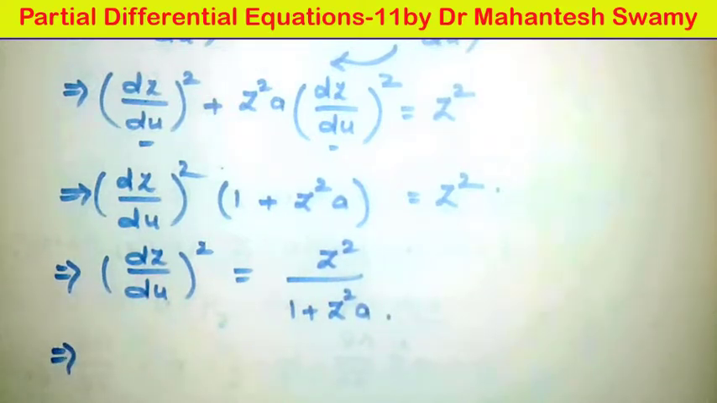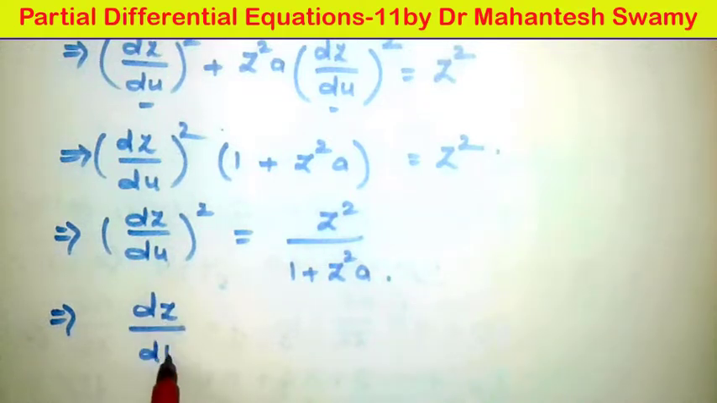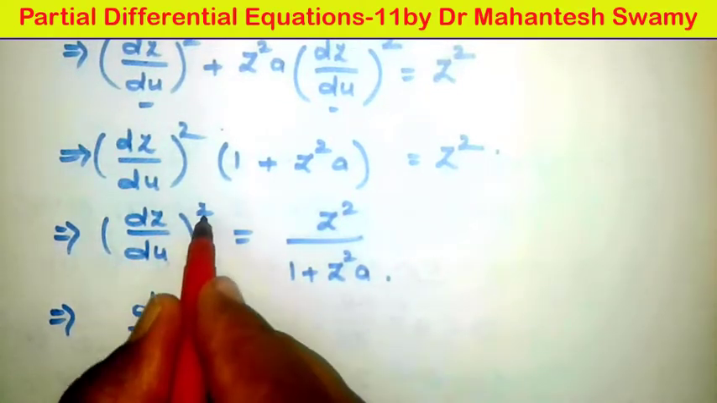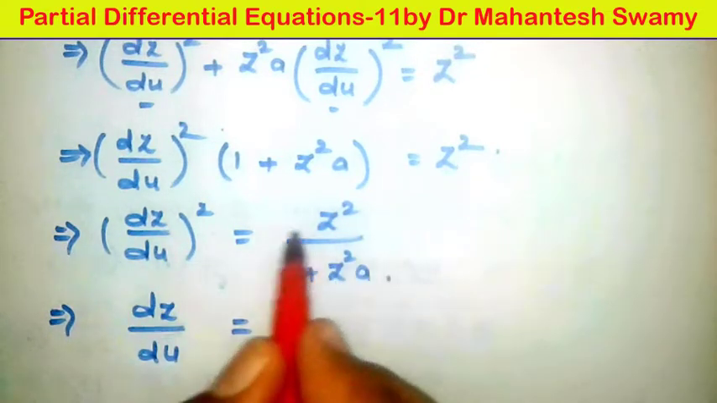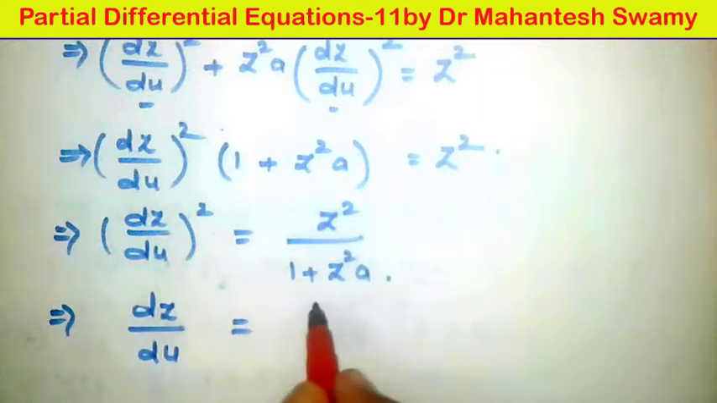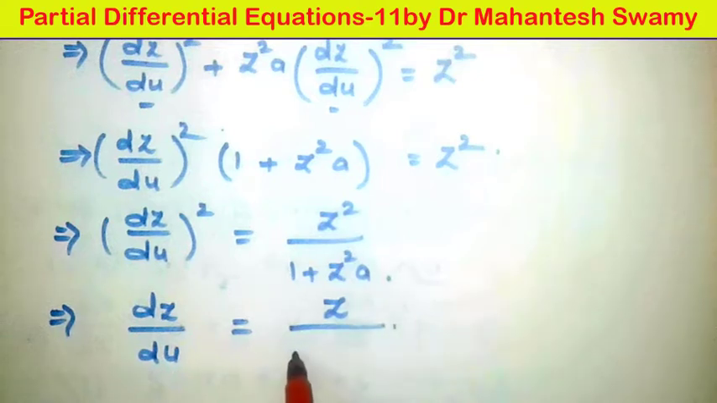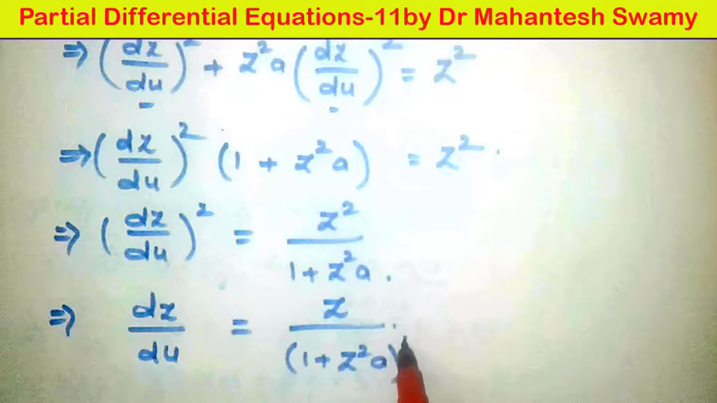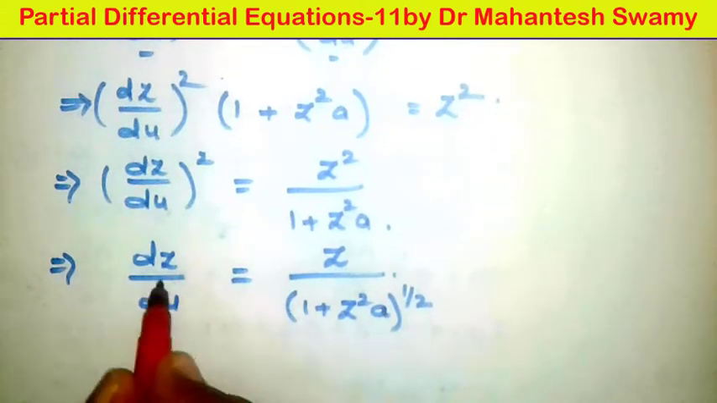Now we want to have only dz by du, so if we take the power to the other side it becomes whole to the power 1 by 2, or we can call it taking the square root on both sides. That gives us z squared whole to the power of 1 by 2, that is z, divided by 1 plus z squared a to the power 1 by 2, that is the square root of this bracket. So this is an ordinary differential equation, and it can now be solved by separating the variables.